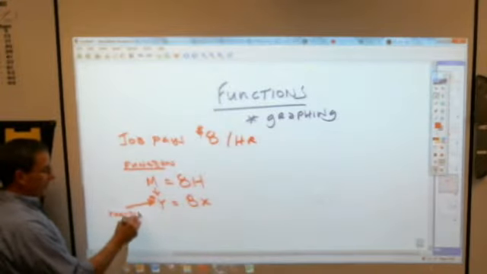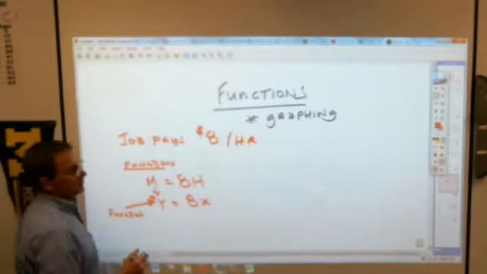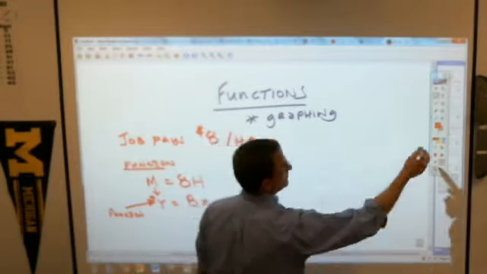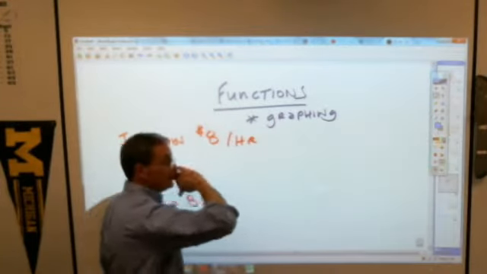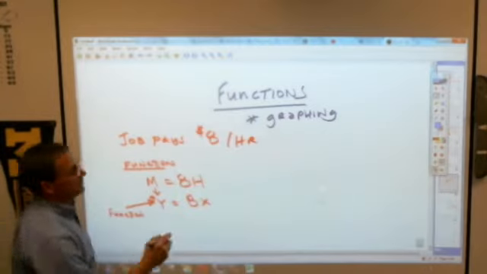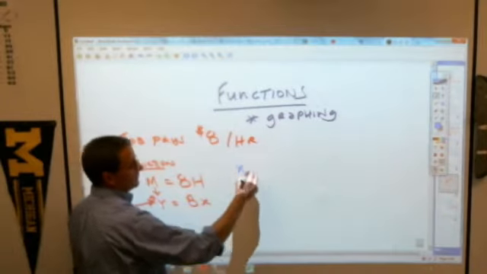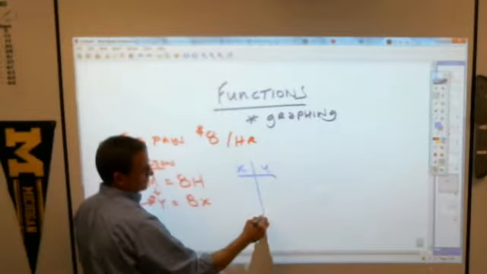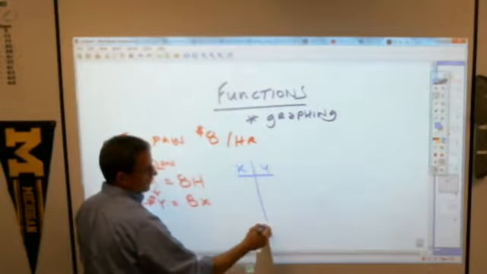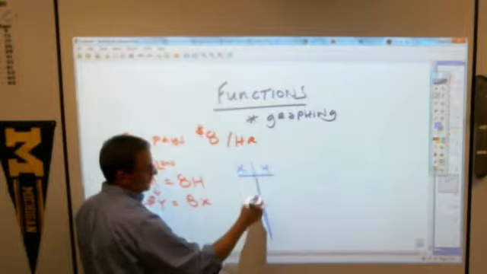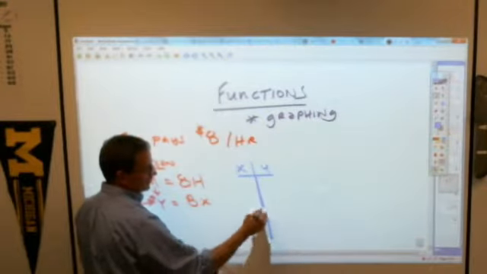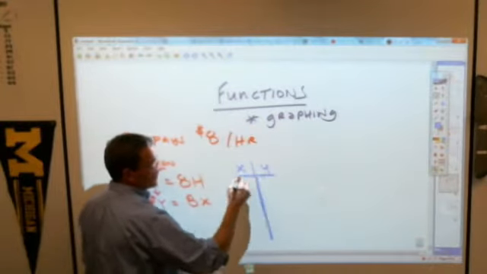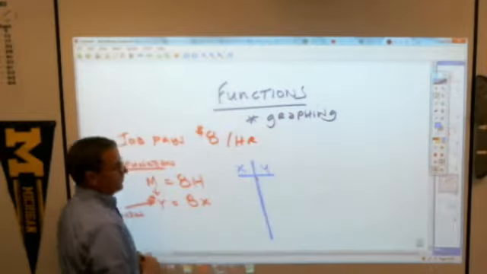If we were to graph this, the first thing we would do is make ourselves a little table. And I don't mean a coffee table or a dining table or whatever. I mean one of these. You have X and Y numbers, right? We're just going to draw a little graph of, before we go babysit, how much money we could make at $8 an hour babysitting.